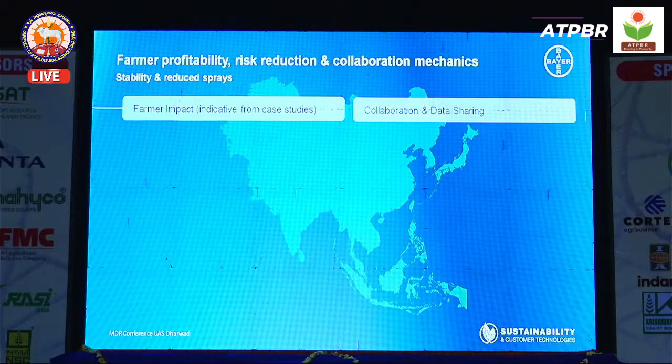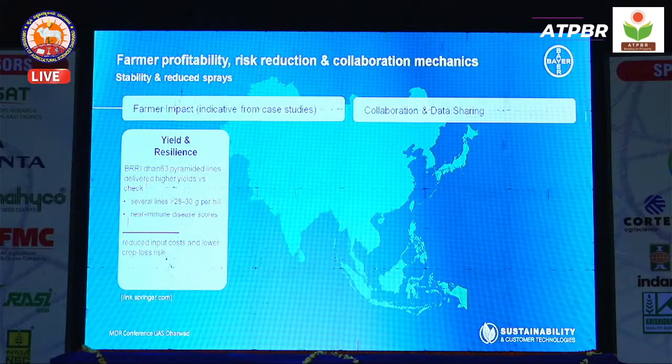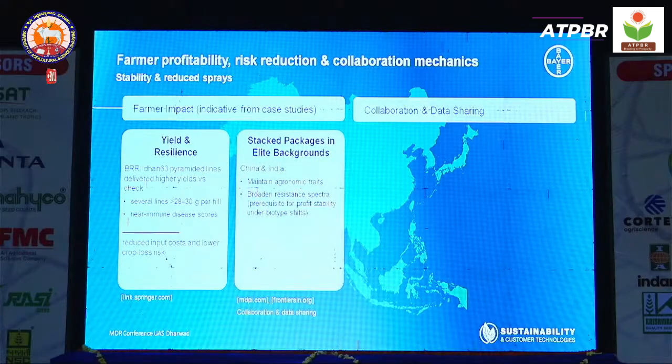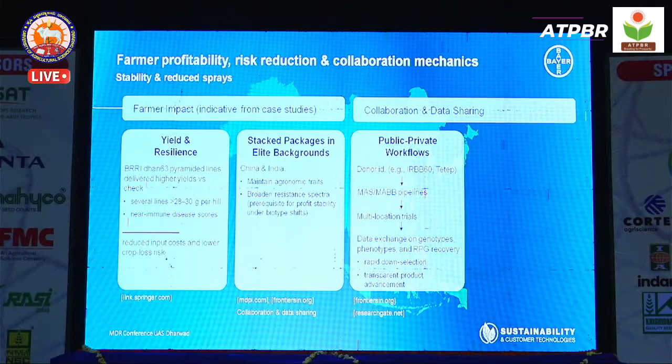Farmer impact, yield and resilience. So here we see several lines in BRRI Dhan 63 having more than 28 to 30 grams per hill and near-immune disease scores. This reduces input cost and lowers the crop loss risk. And stacked packages in the elite background, both in China and India, maintain agronomic traits and broaden the resistance spectra under biotype shift. And again, this is a public-private workflow where we can combine resources and work together.